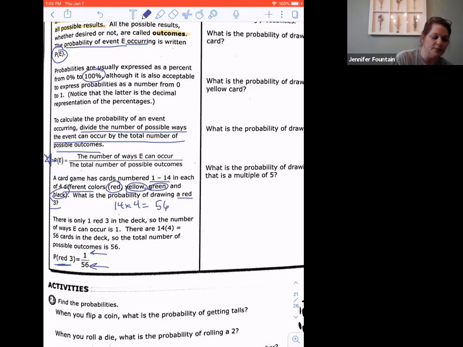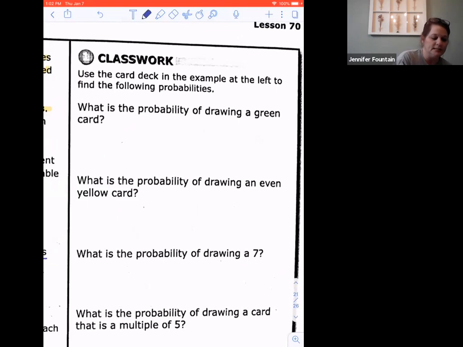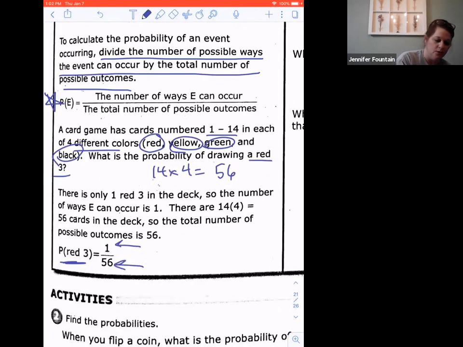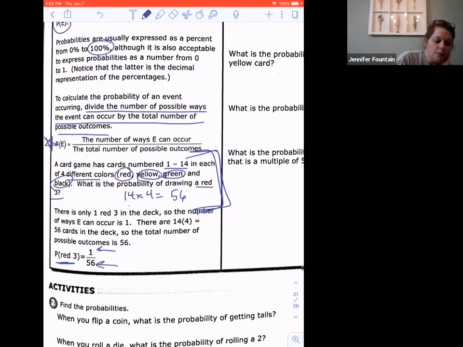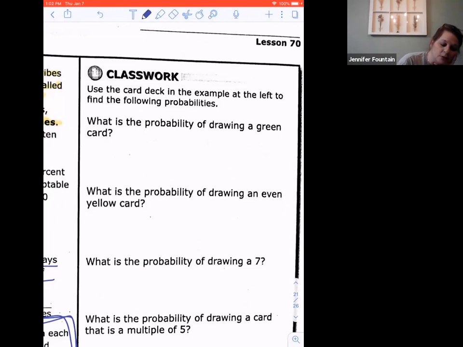So let's go ahead and look at some examples up here in classwork. It says use the card deck and the example at the left to find the following probabilities. Okay, so we're using these same numbers right here. We're using this information right here. We know that there's a total of 56 cards. Okay, so we know that for sure. So what we're doing here is we know that our denominator is going to be 56.